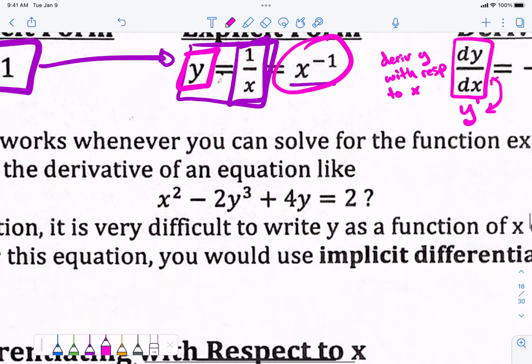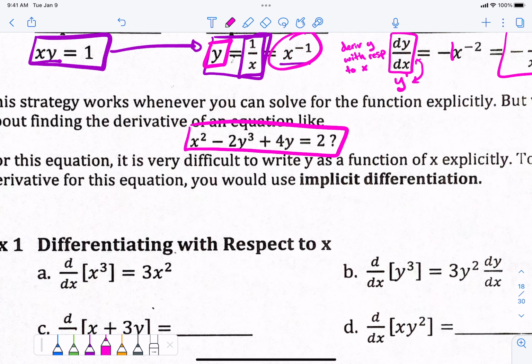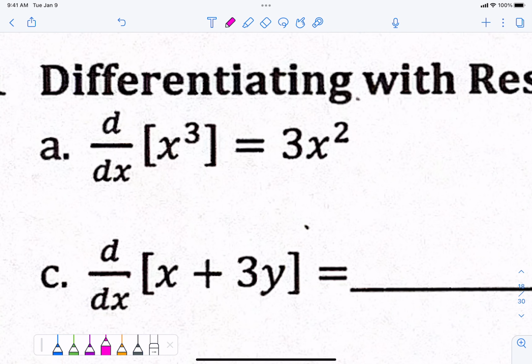All right, so here's the deal. Implicit differentiation is when you have y's and x's on the same side. Here's how we do this, okay? Does y x and dy over dx mean the same thing?